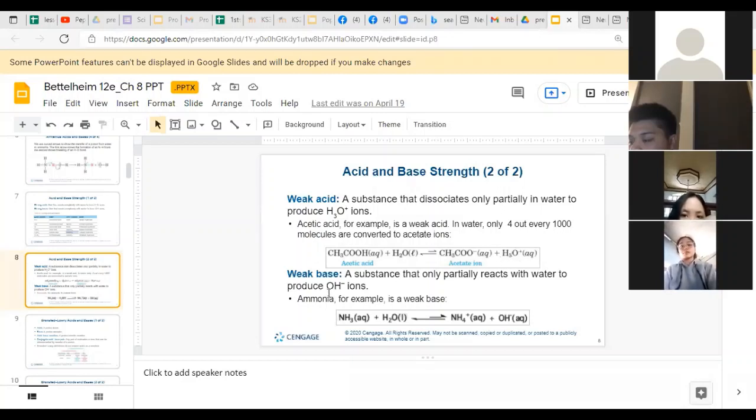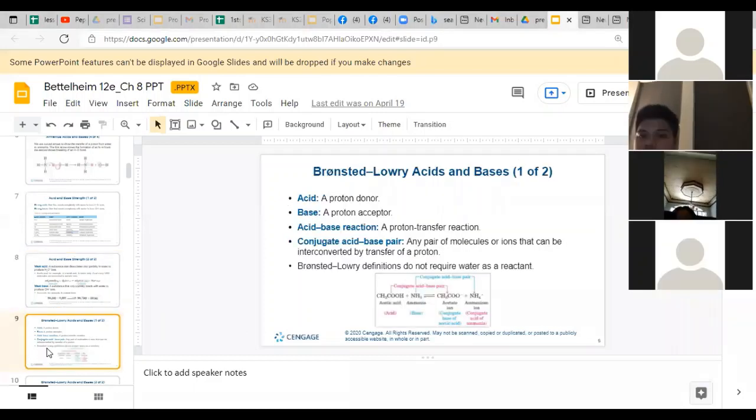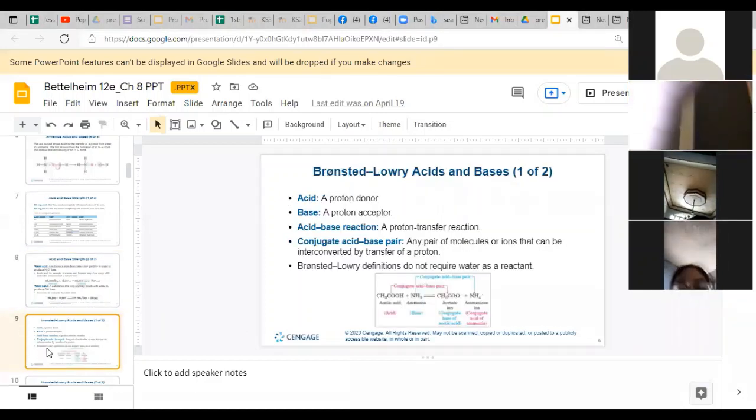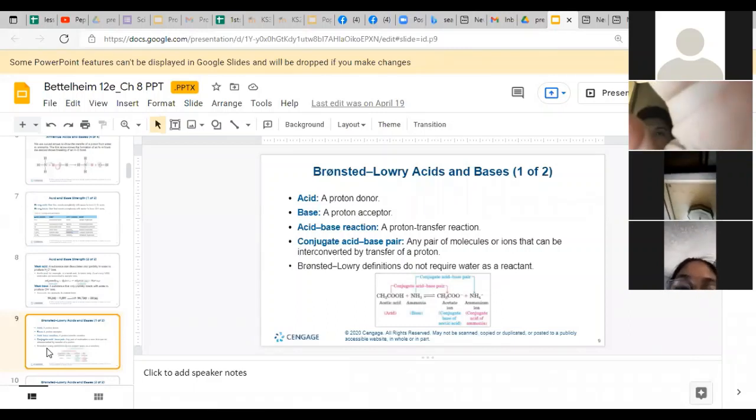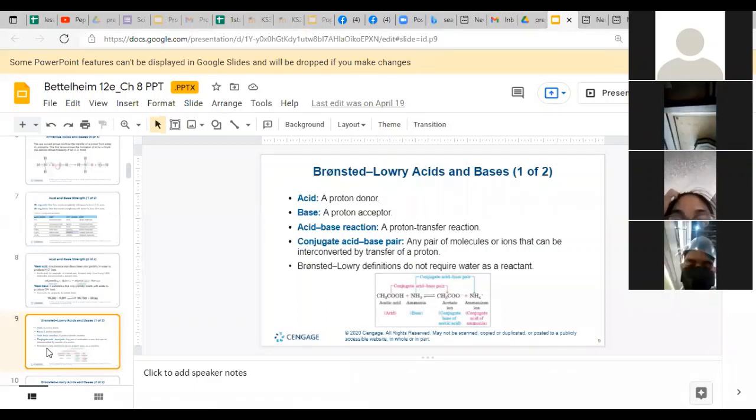Same with a weak base. So hindi 1:1 yung dissociation niya. So out of thousands of molecules, only a few will react with water to form the hydroxide. So limited tayo sa definition ng Arrhenius acid or bases. So to make it more general, with or without water, we use the concept of Bronsted-Lowry acids and bases.